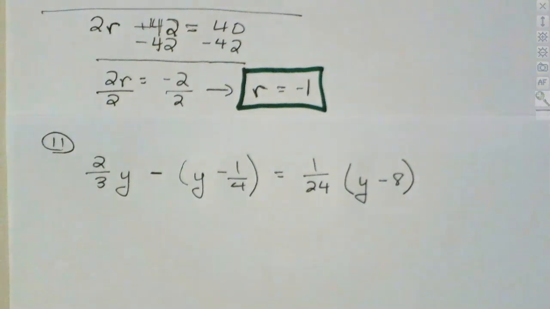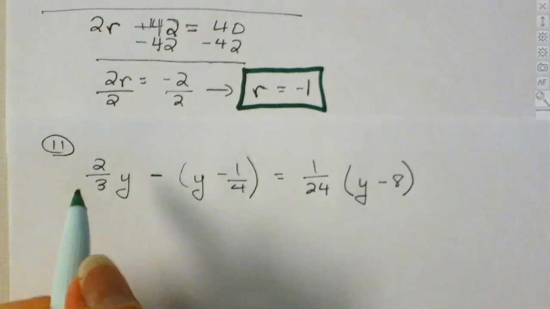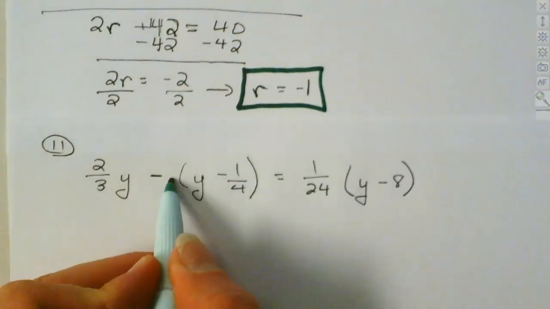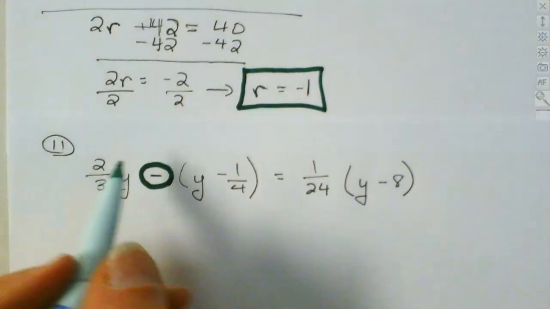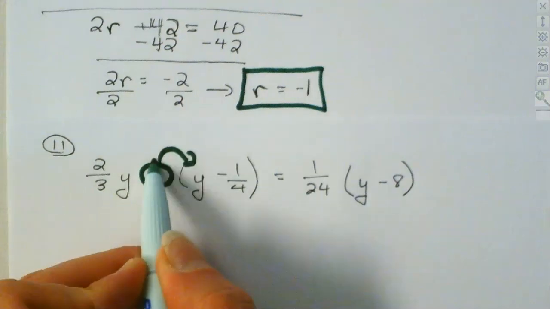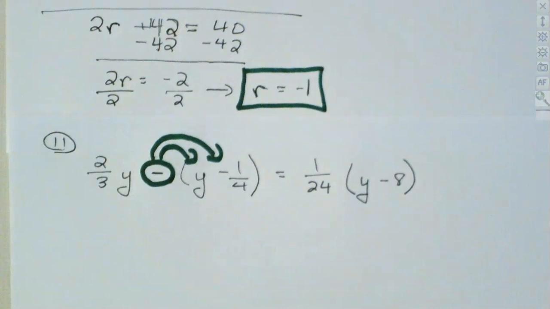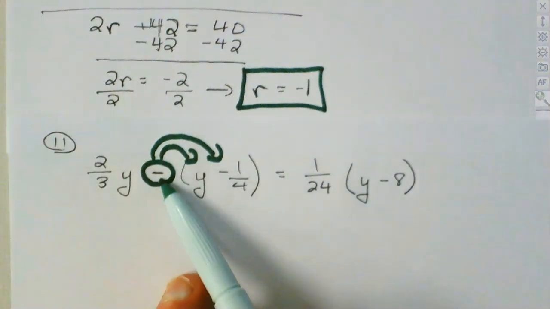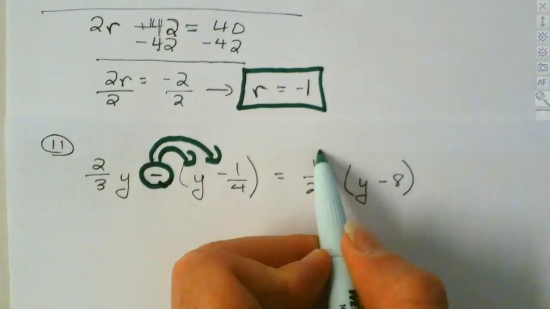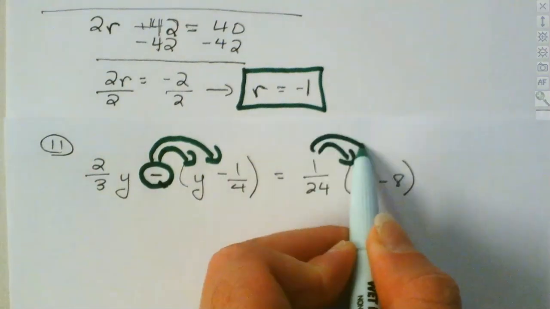Students tend to make a mistake with this one because they get confused with that 2/3 y in front. All right, that 2/3 y is not going to be distributed through. What is directly in front of the parentheses? Negative. So that is the only part that gets distributed through. Not the 2/3, right? Only part in front is that negative. So that's what goes through. On the other side, we distribute that 1 over 24.